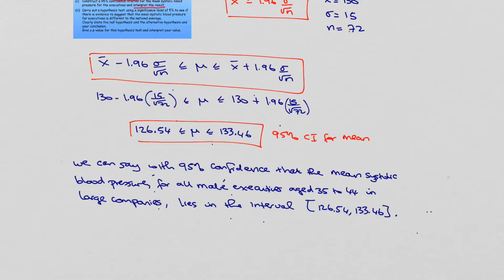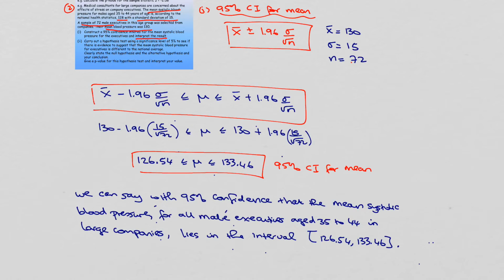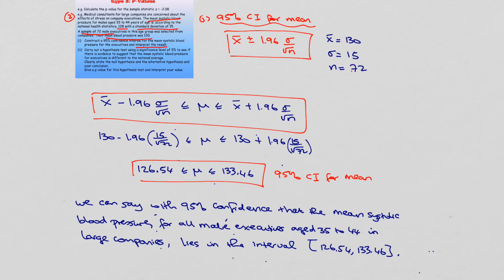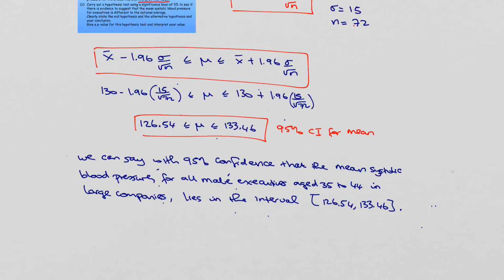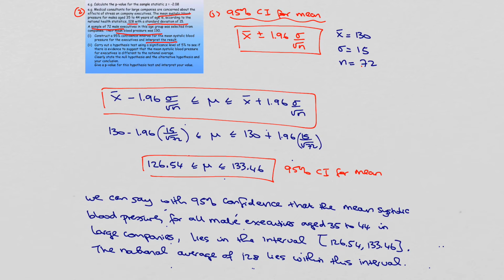And what else can we say? Well, we can say that if we look, the national average lies within this value. And again, if we go back to the top there, we can see the national value was 128. In other words, the true mean lies within this range. Okay, so that is part 1.